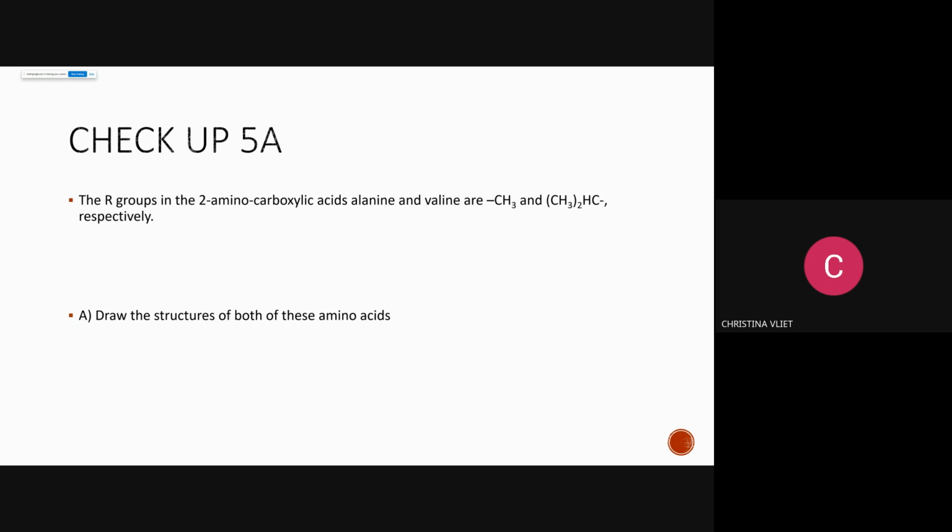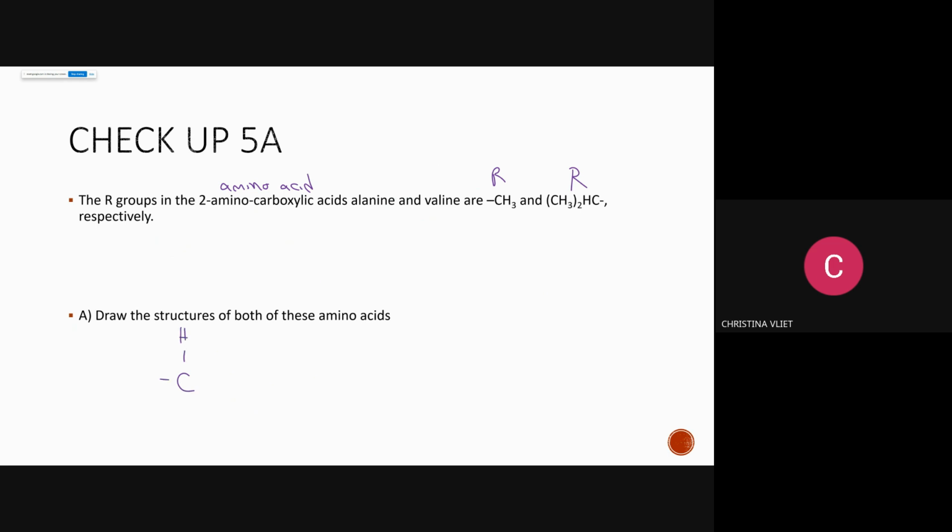So the R groups in 2-amino carboxylic acids, which is just their name for amino acid. It's an amino acid. For alanine and valine are these 2 R groups. Draw the structures for both of them. So the regular amino acids. So draw them both first. So this is the R group for one, and this is the R group for the other. Let's draw them both.